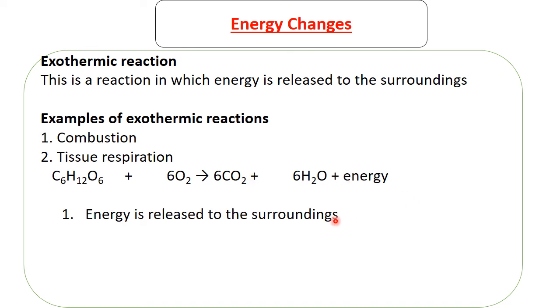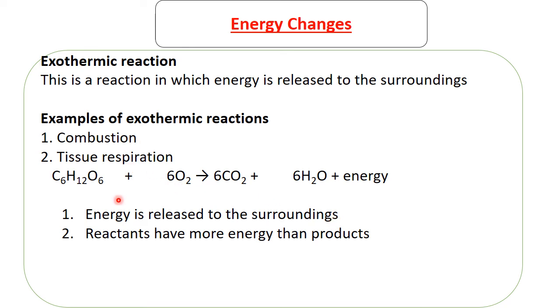So in this one, we have seen that energy is released to the surroundings. So these are the two examples. Now the characteristics of exothermic reactions are: 1, energy is given out to the surroundings. 2, reactants have more energy than products. Why? Because part of the energy of the reactants is given out to the surroundings, so the products are going to have less energy, meaning that the change in enthalpy is negative.